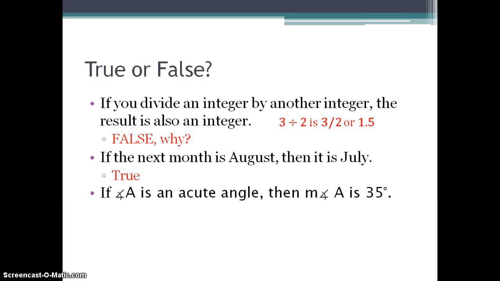And then the last one, if angle A is an acute angle, then the measure of angle A is 35. So can we think of an acute angle that's not 35 degrees? Yes, we can, so this is false. You could pick any measure between 0 and 90 degrees. So, for example, a counterexample would be 45 degrees.